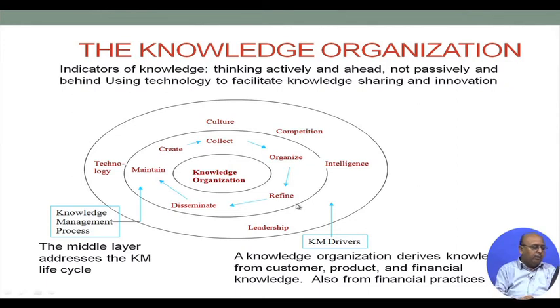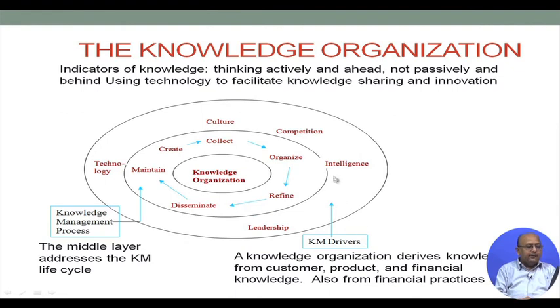Now, the middle layer talks about the KM life cycle. When I am talking about the knowledge management life cycle, or what you call the processes, it includes certain processes starting with creating, that is creation of new knowledge, collecting that knowledge, storage, and then organizing it in a codified and classified form, then refining it for use, disseminating it, passing it on to other people who can make use of it, and maintaining the databases.